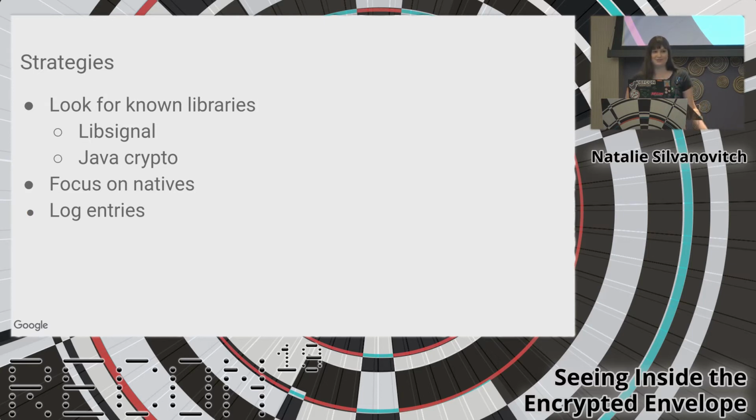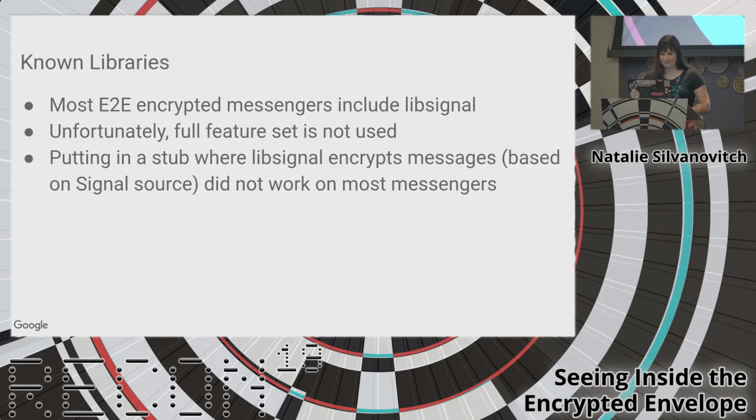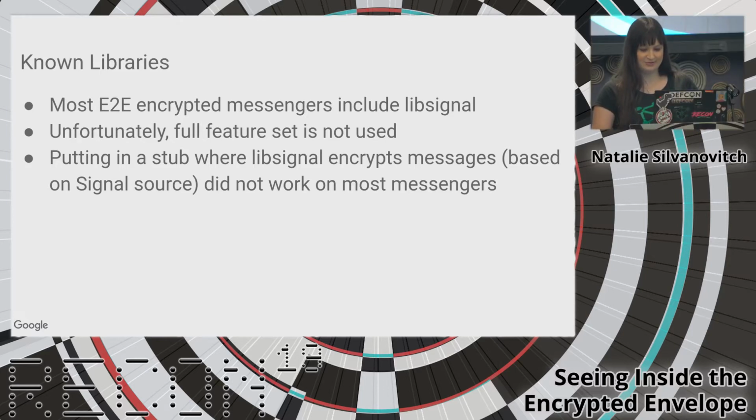Since Facebook Messenger says they use Signal Protocol, I looked for libsignal, and I looked for Java Crypto. And then I also later looked at some natives and log entries. So most E2E encrypted messengers include libsignal, but I find that most of them, other than actually Signal, don't end up using the full feature set and end up using, say, their own encryption functions. So usually what I'll start off with is just put your stub that sends your stuff to the server right where libsignal encrypts messages and see if that works. But this didn't work on most messengers.